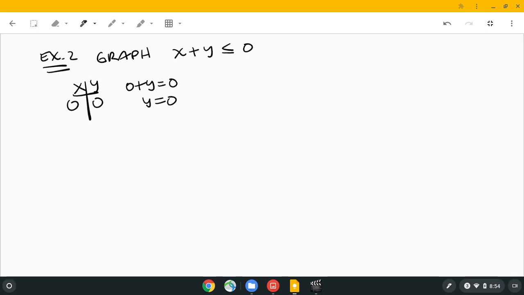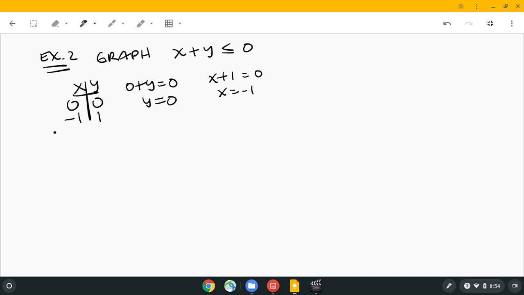Let's go ahead and graph x plus y less than or equal to 0. I'm going to choose 0 for x. 0 plus y equals 0, y equals 0. I got 0 for y, so I can't choose 0 for y since it's already chosen. Let me choose 1 for y. x plus 1 equals 0, x equals -1.